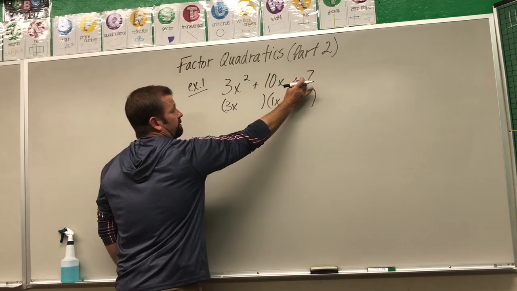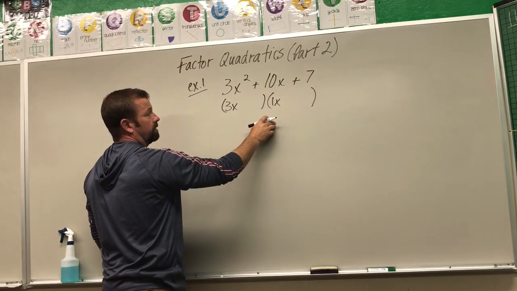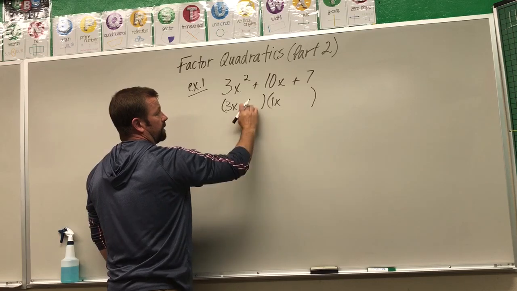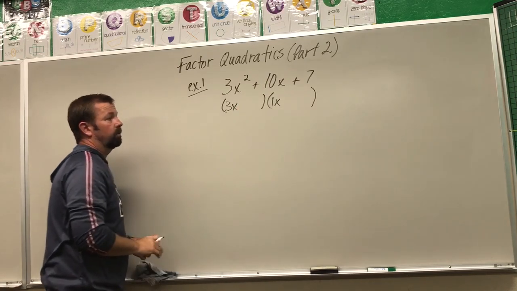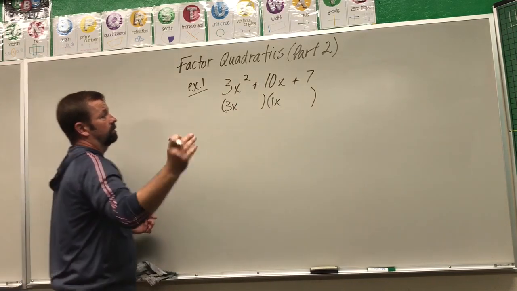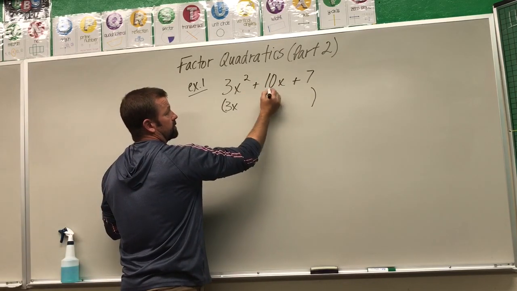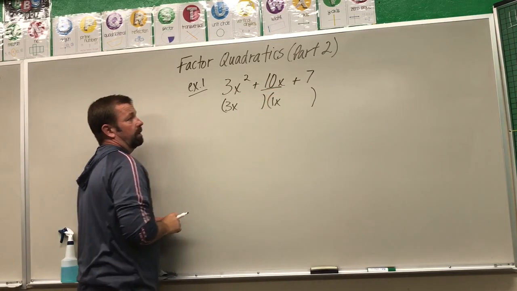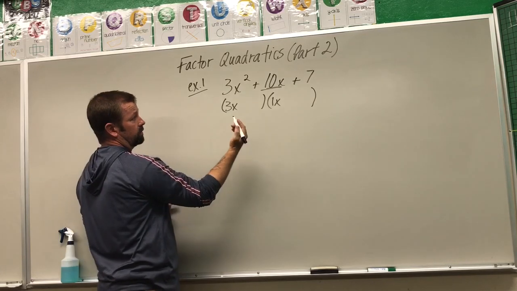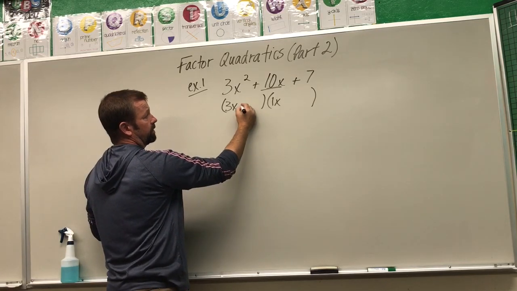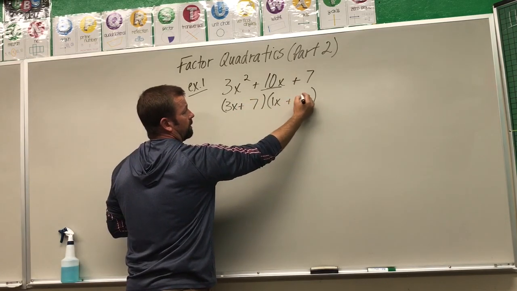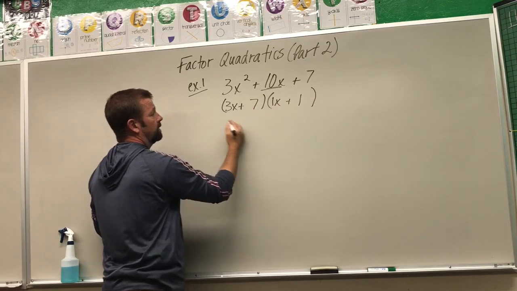So now we want to find factors of 7 that we're going to put in here, and when we FOIL it, we're going to end up back here. So our middle term will be a 10x. So there's two possibilities here. We could do a 7 here and a 1 here. 7 times 1 is 7.